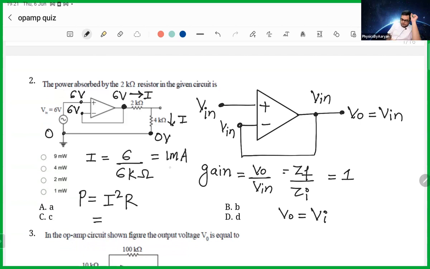I squared R, and the current is 1 milliampere, so it is 10 to the power minus 6. R is 2 kilo ohm, so 2 into 10 to the power 3. So this comes out to be 2 into 10 to the power minus 3, which is 2 milliwatt. So 2 milliwatt will be the correct answer. Okay, so this is your solution.